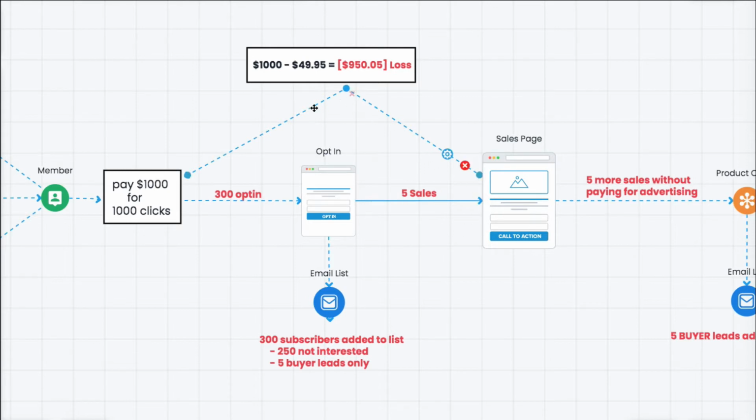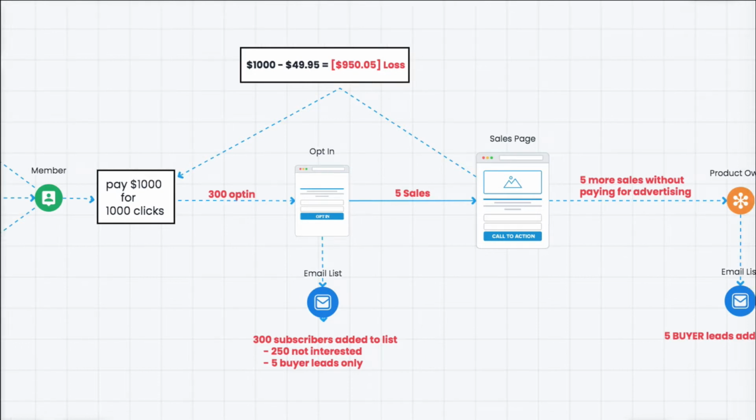And look what happened here. You spent $1,000 on solo ads, minus the $49.95 you made in sales, you're at a loss already of $950.05. Now that's the biggest loss that you get. Some of these people might purchase some of the upsells, so this might be a little bit different, but there's no way the upsells are going to cost more than $950. So no matter how you look at it, you're losing money.